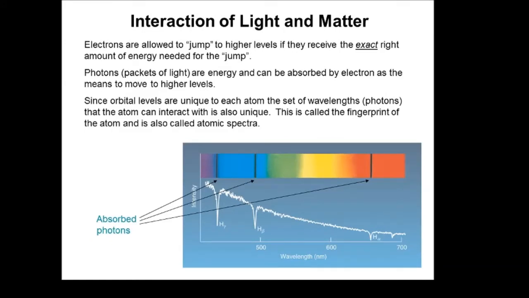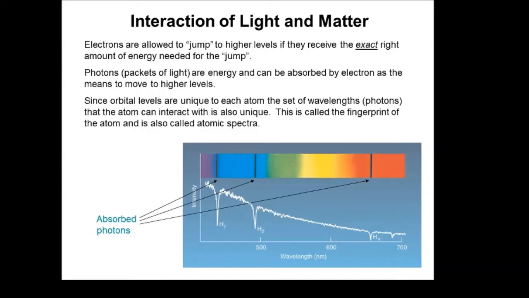Now, when the electrons in these atoms absorb photons, they move to higher levels, and that shows up as these dark lines in the spectrum of a star, for example. So in this picture, we are looking at 3 lines that correspond to absorption in the hydrogen atom. So we know that that particular star contains hydrogen because of that pattern of lines. When the electrons jump down to lower levels, they emit photons. They release the energy that they had. And we can see those as emission lines.